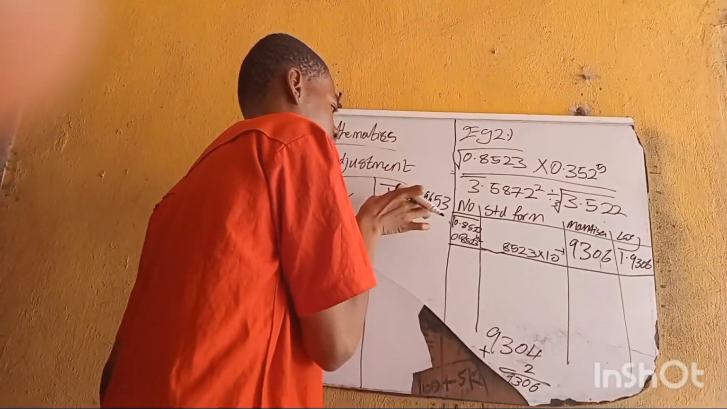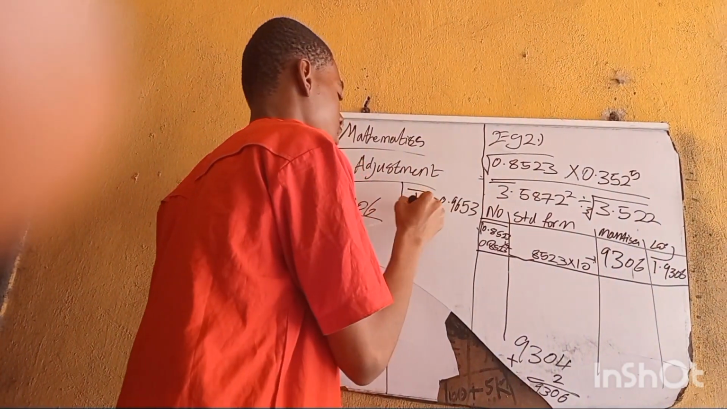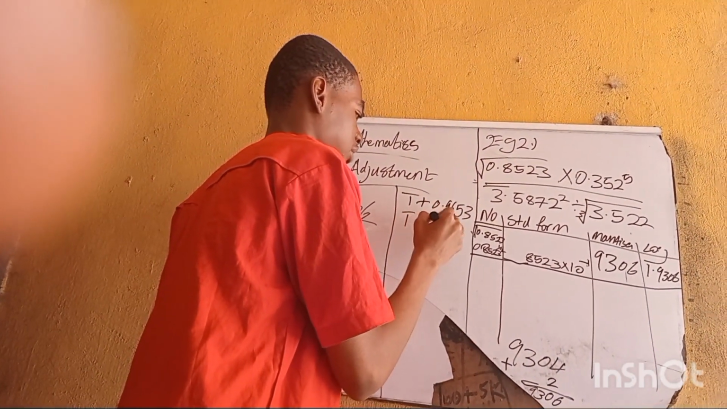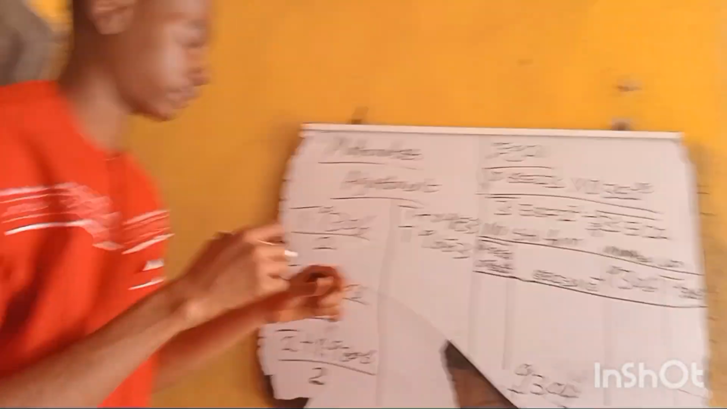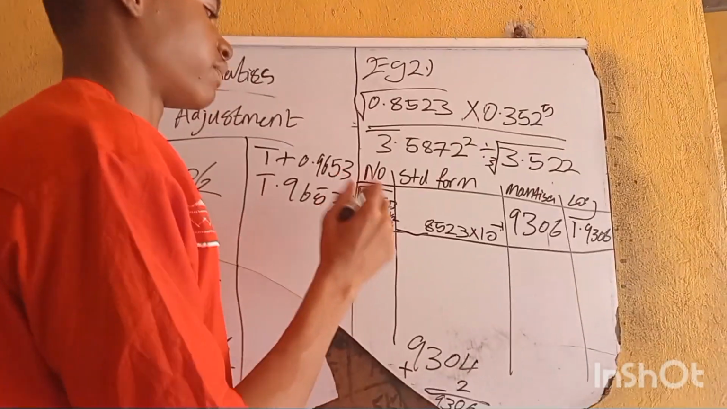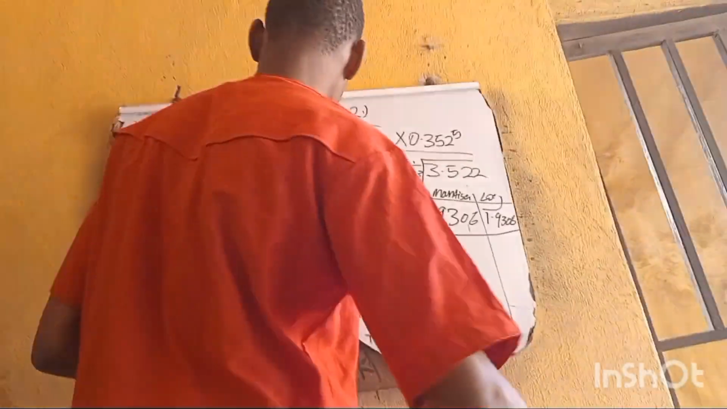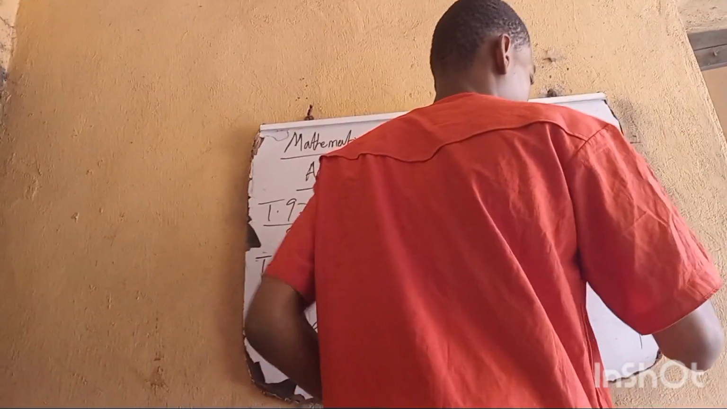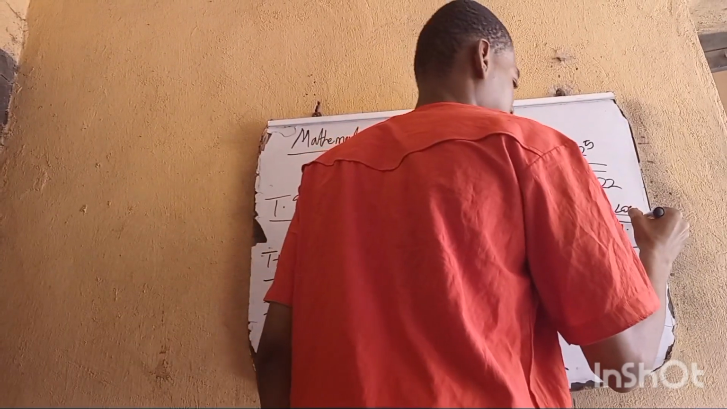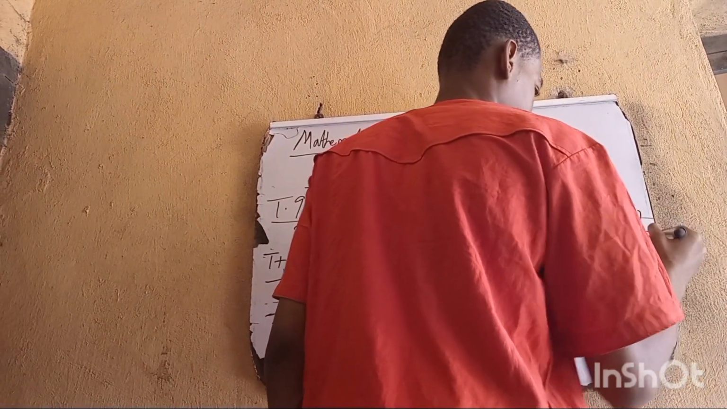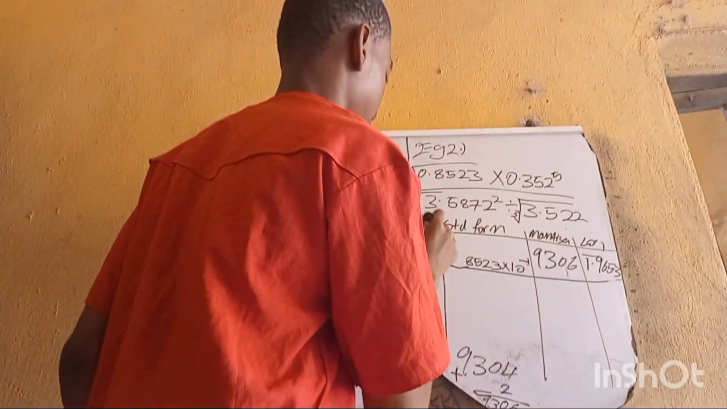Now after you've gotten these two values, you add them: bar 1.9653. This is the logarithm of the square root of 0.8523. We found the logarithm of this number.